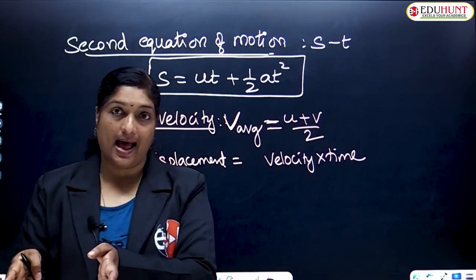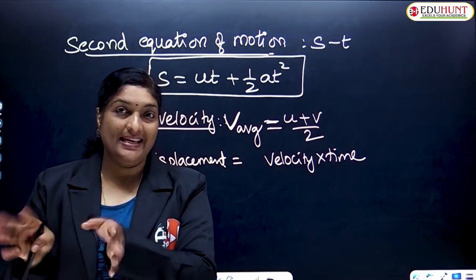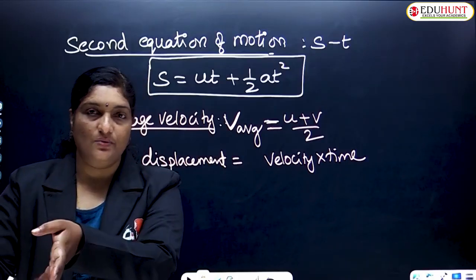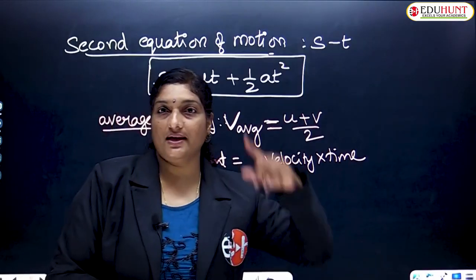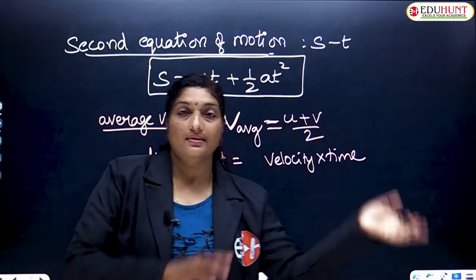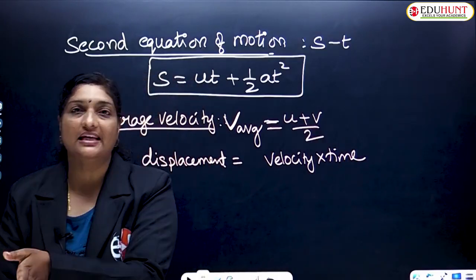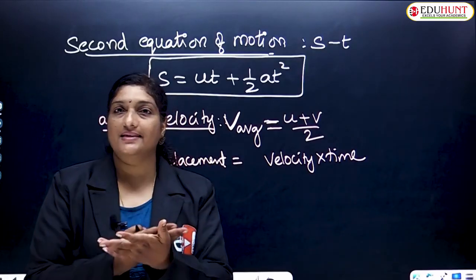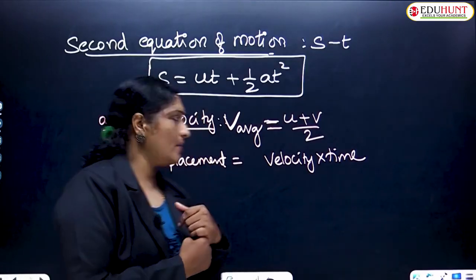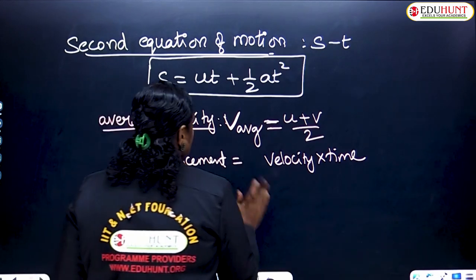At the beginning it has velocity u. The initial velocity at the beginning was u, and the final velocity at the end was some v. Then the average velocity is (u plus v) by 2. So instead of saying either initial or final, let us take the velocity as the average of the two. Hence average velocity, what is this, children?